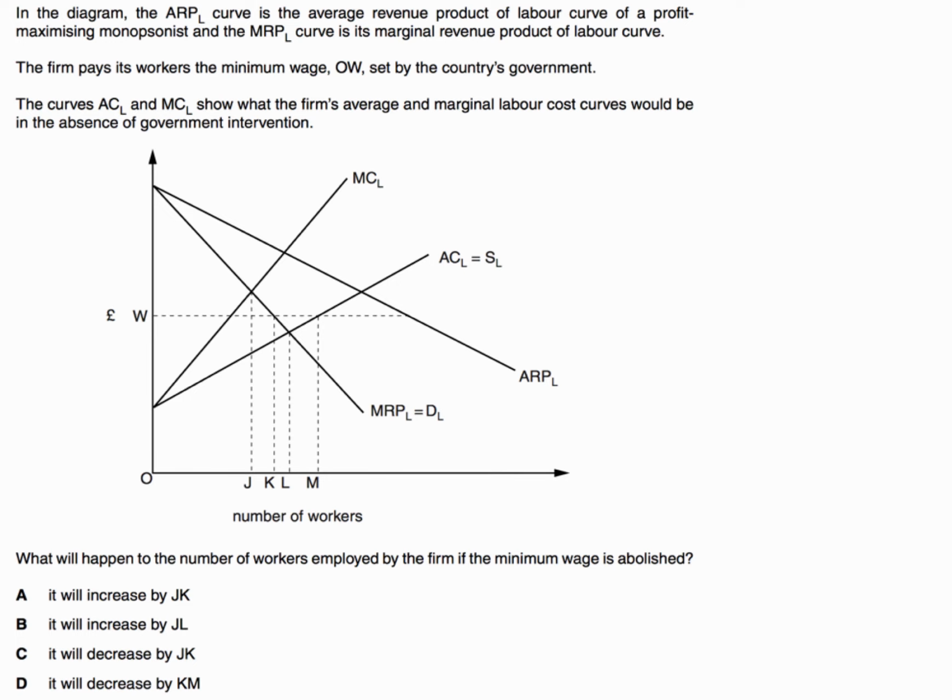Here's our third question. We're given the ARPL and the MRPL curves for labour. We're also told the firm pays its workers the minimum wage of OW. That's set by the country's government. And we're told what the average and marginal labour cost curves are for the business in the absence of intervention. The question is, what will happen to the number of workers employed by the firm if the minimum wage of W is abolished? Have a go.